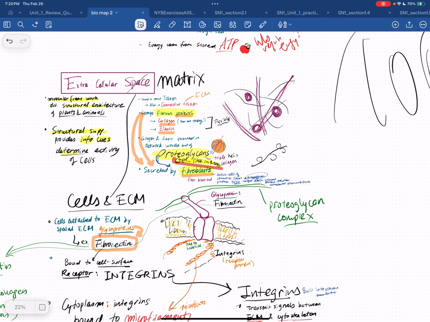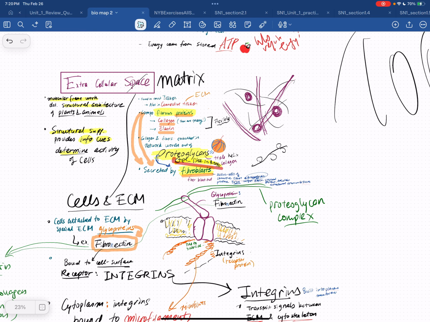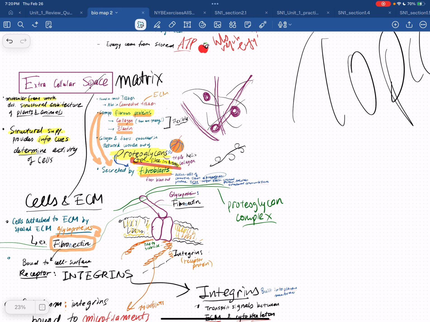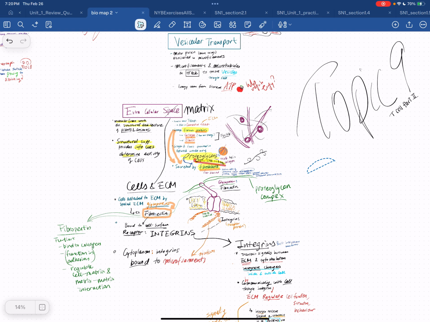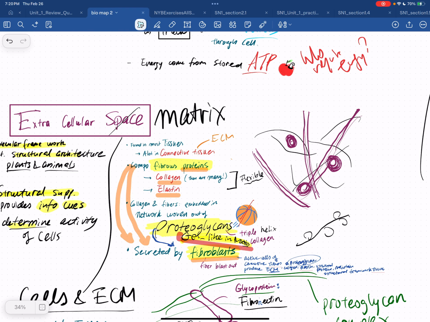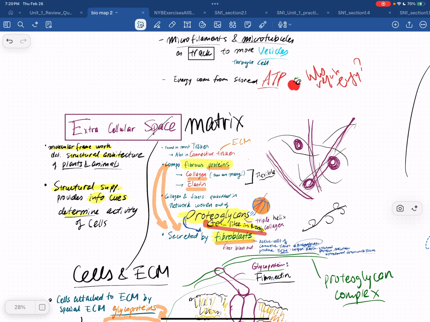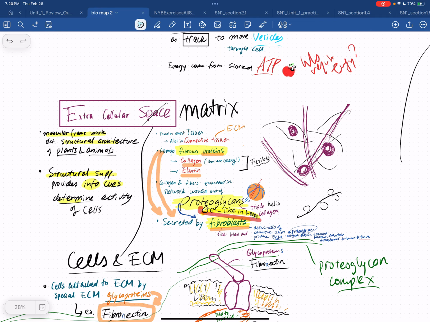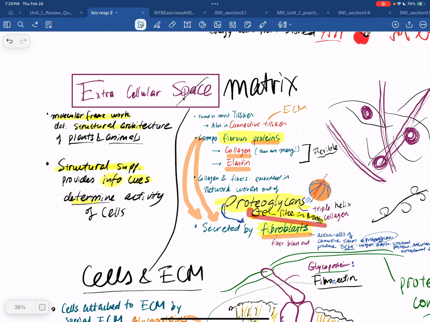So now we're moving on to the extracellular matrix, which is basically the outside of the cell. It's the very skinny portion outside of the cell, like a skinny membrane, not a membrane, but a matrix enveloping each cell, and we're going to look at what that is.